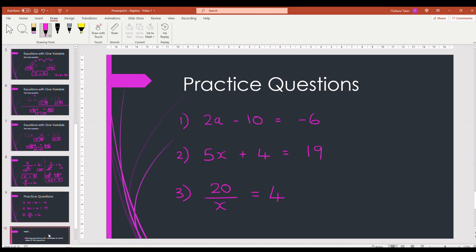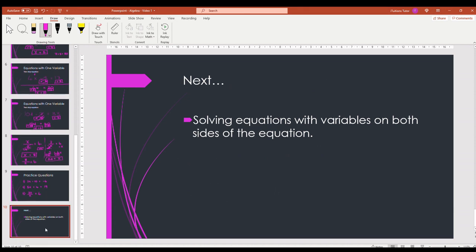Good luck! In my next video, I'm going to show you how to solve equations with variables on both sides of the equation.